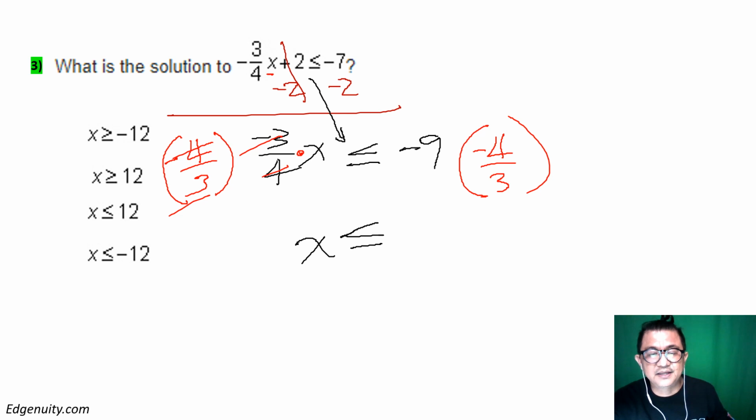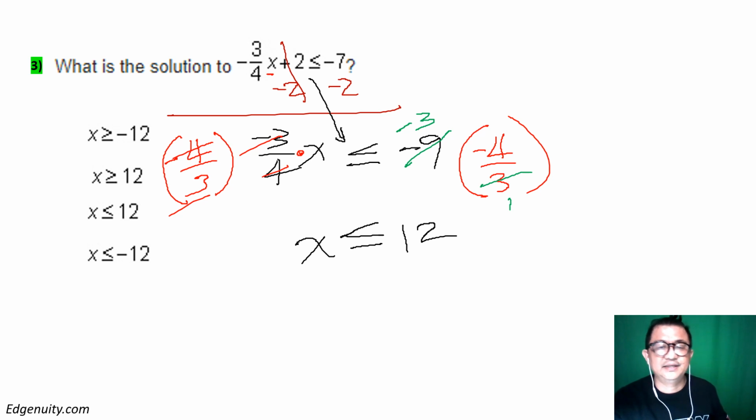Let's now multiply. How do I multiply that? I could cancel this and that. You're now a negative 3, you're a 1, right? So negative times negative is a positive 12, right? Positive 12. So that's my answer.